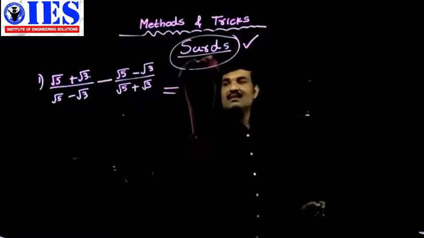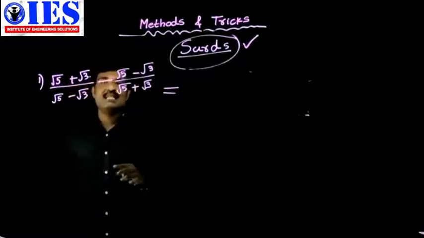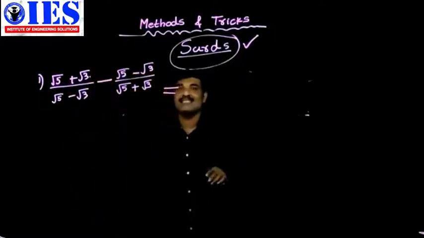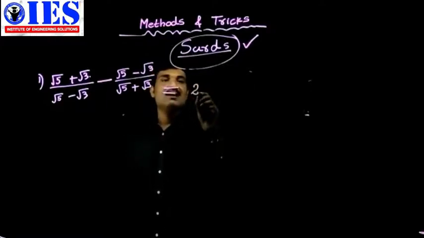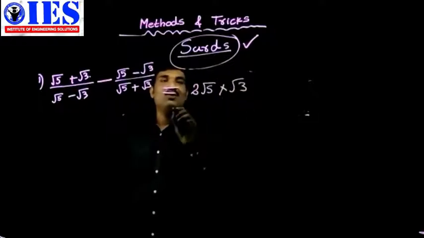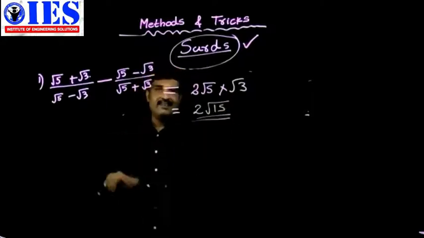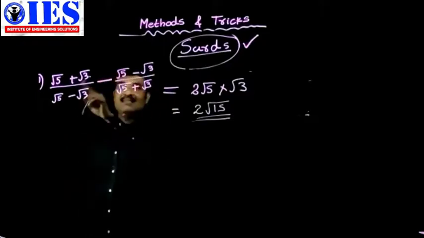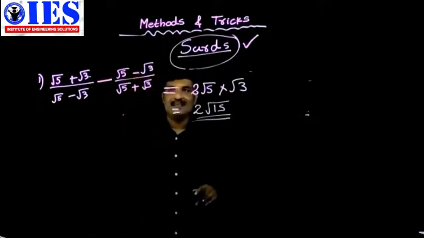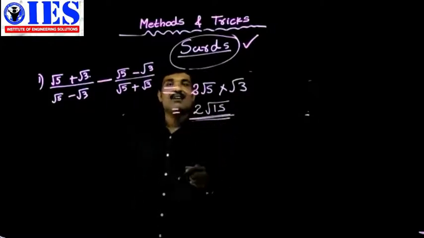Here also we should keep in mind that the difference of these numbers should be 2, that is 5 minus 3 is equal to 2. So we can write the result as 2 times root 5 multiplied by root 3, or 2 times root 15. Conventionally, we can do this by cross multiplying these terms and simplifying. That is the normal method. This is the trick that we are using to solve this.